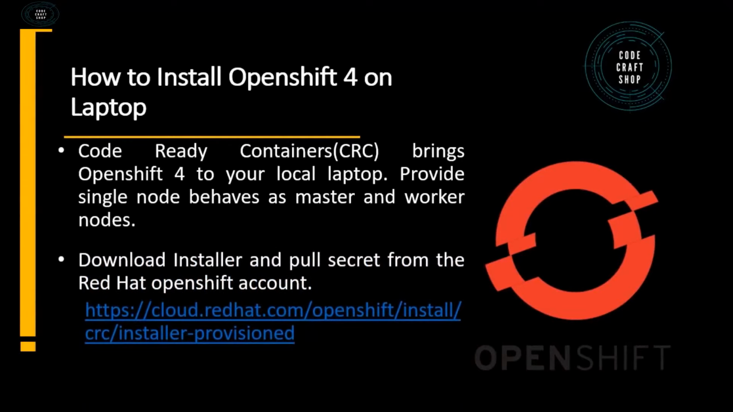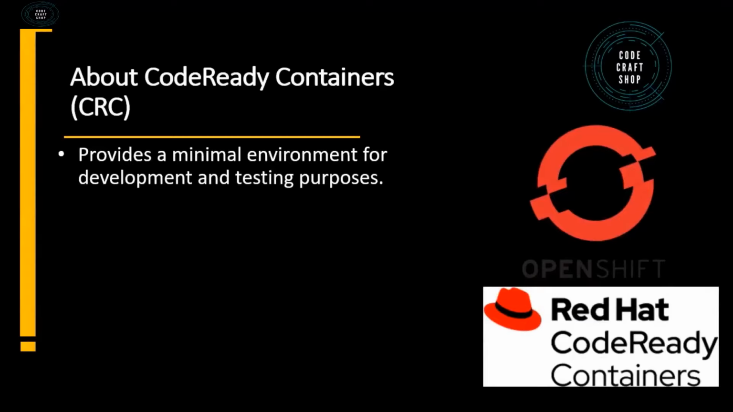So we can download the installer and the pull secret from this URL. I will also provide the URL in the description box. In order to install, we have some prerequisites: your laptop should have a minimum of 35 GB of storage, and it should have multiple cores, means 4 virtual CPUs need to be available, and it requires a minimum of 9 GB of RAM. So let us talk about CodeReady Containers.